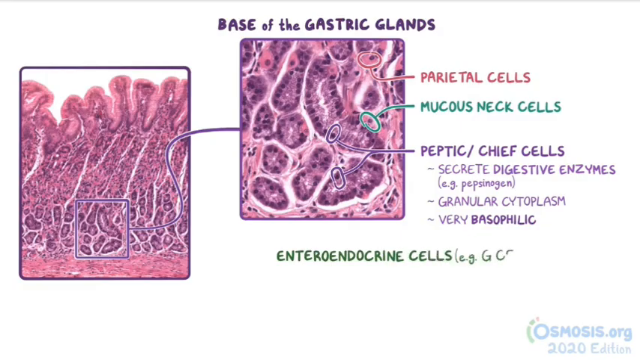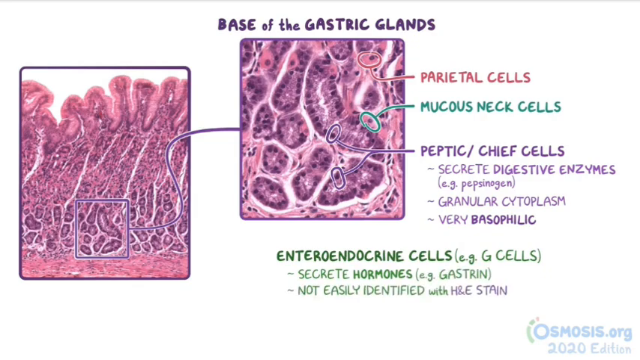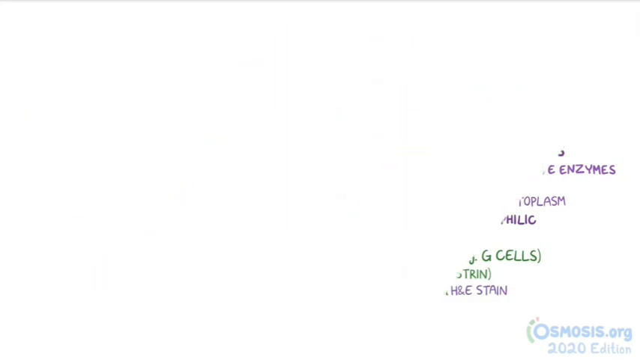Enteroendocrine cells such as G cells are also present at the base. These cells are responsible for secreting hormones, including gastrin, but they aren't easily identified with an H&E stain. Alright, let's move on to the last and most distal region of the stomach, the pylorus.